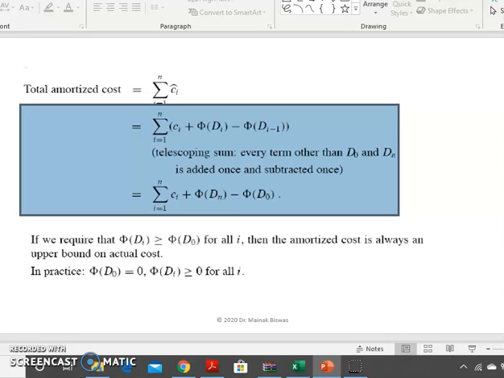So the amortized cost is computed over the whole data structure. That is the total actual cost plus the potential, that is phi Dn minus phi D0. If you require phi of Di greater than or equal to phi of D0 for all i, then the amortized cost is always an upper bound of the actual cost. So let us see it in practice.